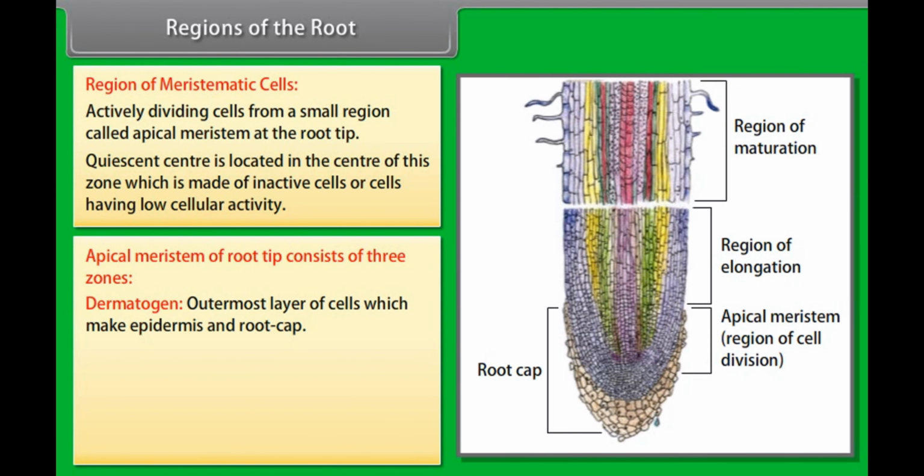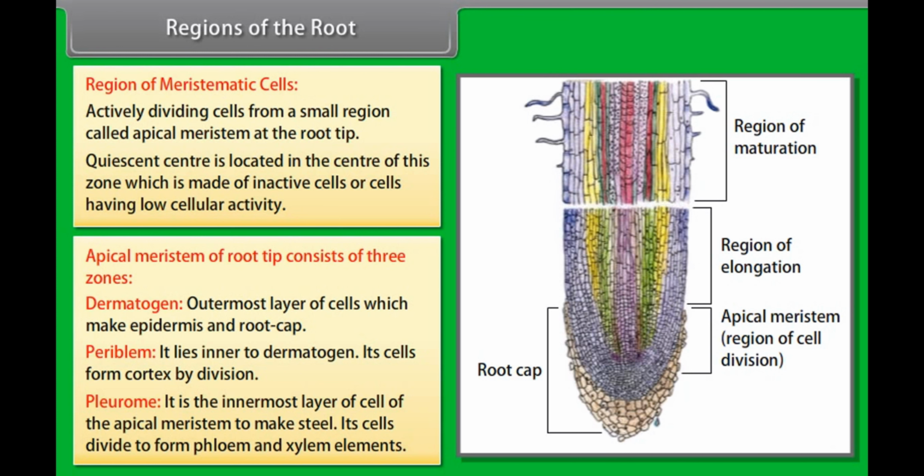Dermatogen, outermost layer of cells which make epidermis and root cap. Peribulum, it lies inner to dermatogen. Its cells form cortex by division. Plerome, it is the innermost layer of cells of the apical meristem to make stele. Its cells divide to form phloem and xylem elements.